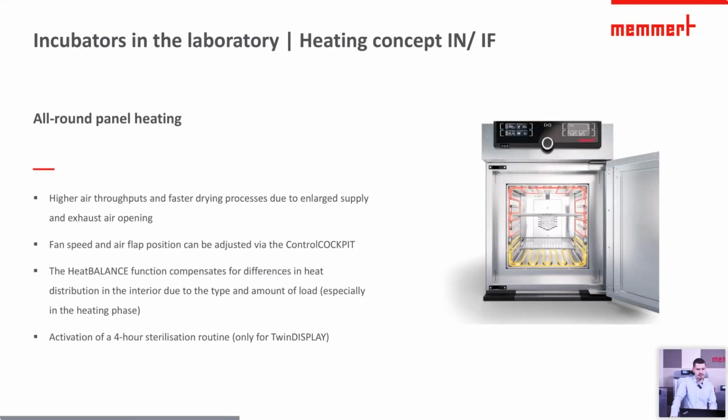For the heating concept of the ION and IF, we have an all-around panel heating. So the heating elements, which are produced here at Memmert, are on all 4 sides of the device: top, bottom, and on the sides. Higher air throughputs and faster drying processes are achieved due to enlarged supply and exhaust air openings. Fan speed for the IF and air flap position for both models can be adjusted via the control cockpit.